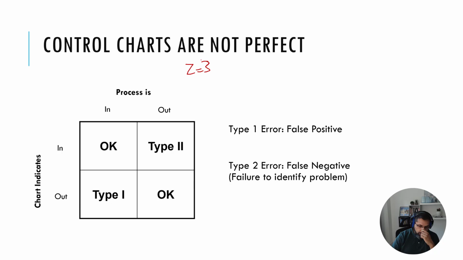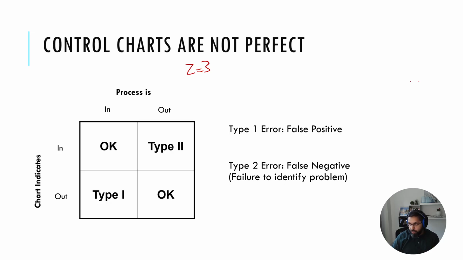Usually the default, and we could use another value. So control charts are not perfect. They're probabilistic, so there is a chance they can be wrong. The types of errors we can make when we look at a control chart and take a decision are two types. Type 1 error is a false positive.